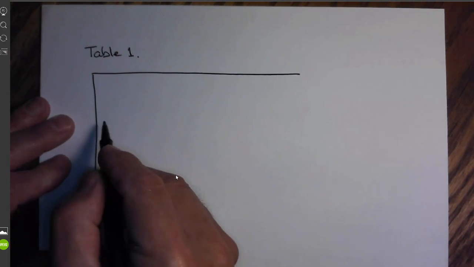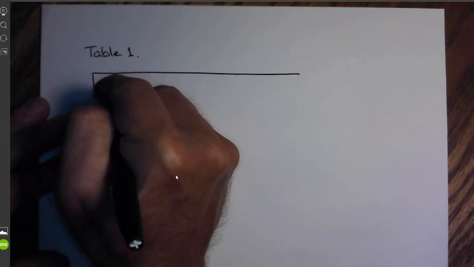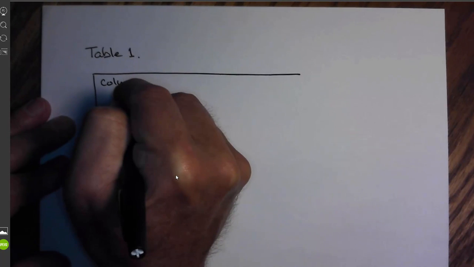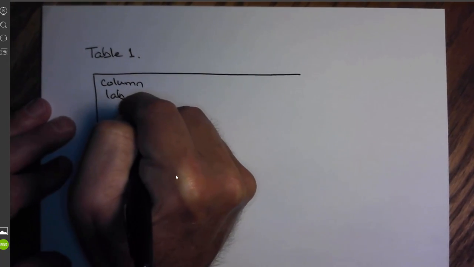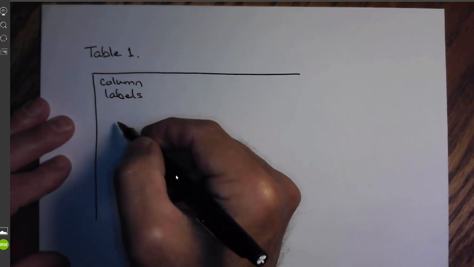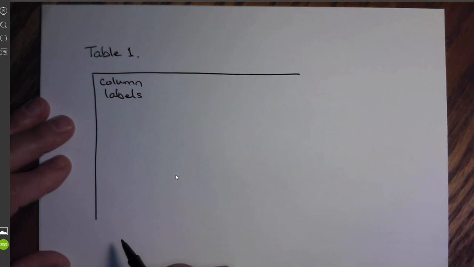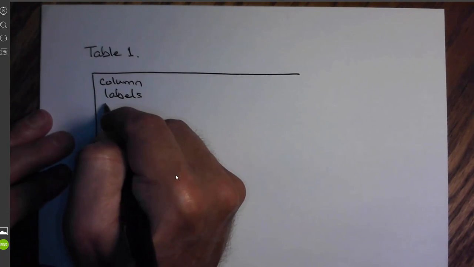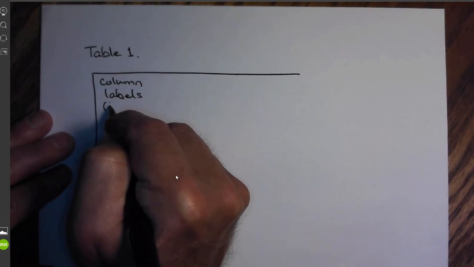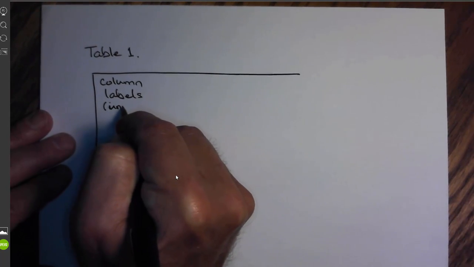Then a table needs to have column labels, okay? And if what is in the column is some kind of measurement or calculated number for which there are units of measurement, then you must put the units of measurement in parentheses.